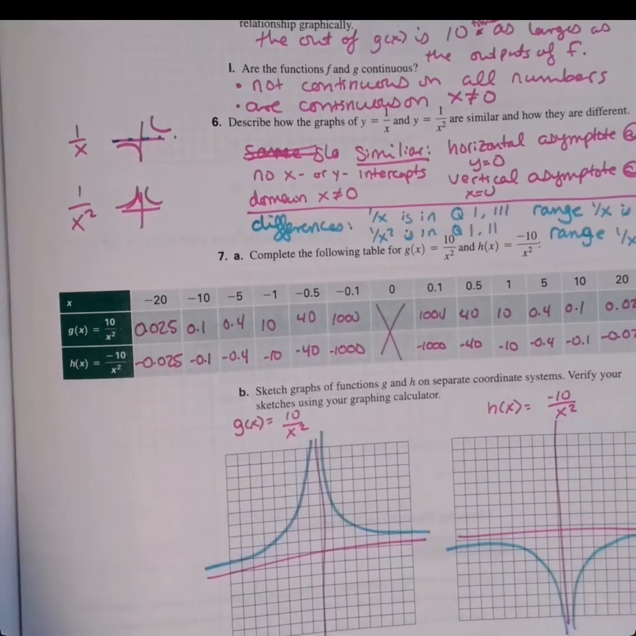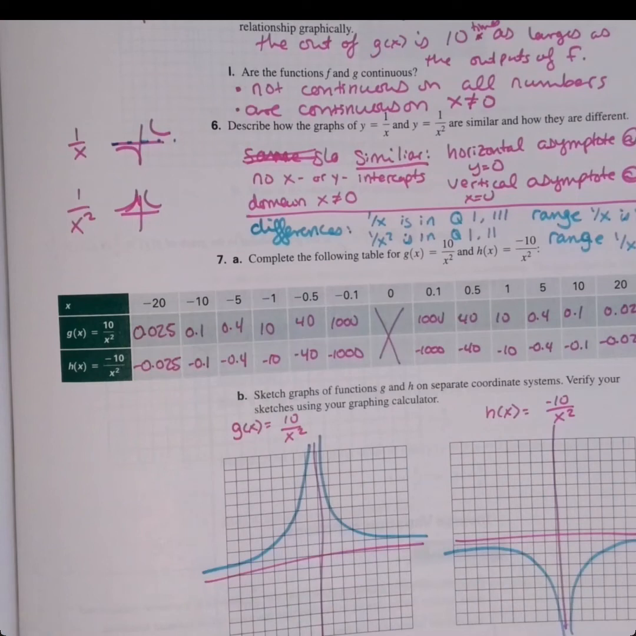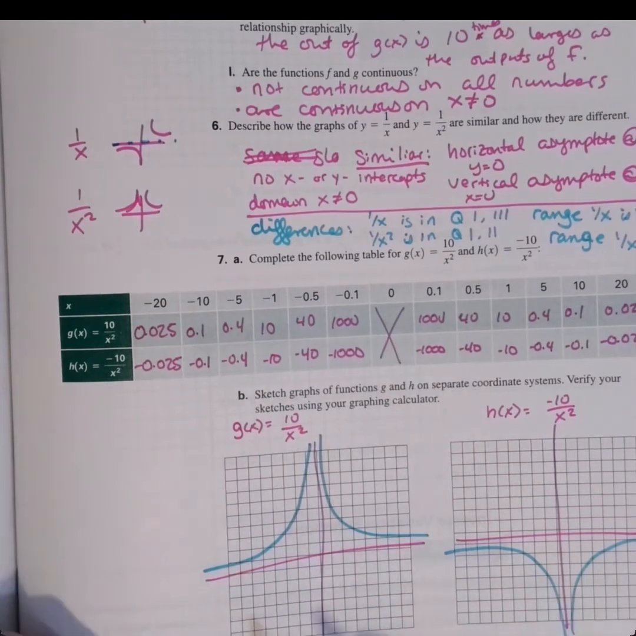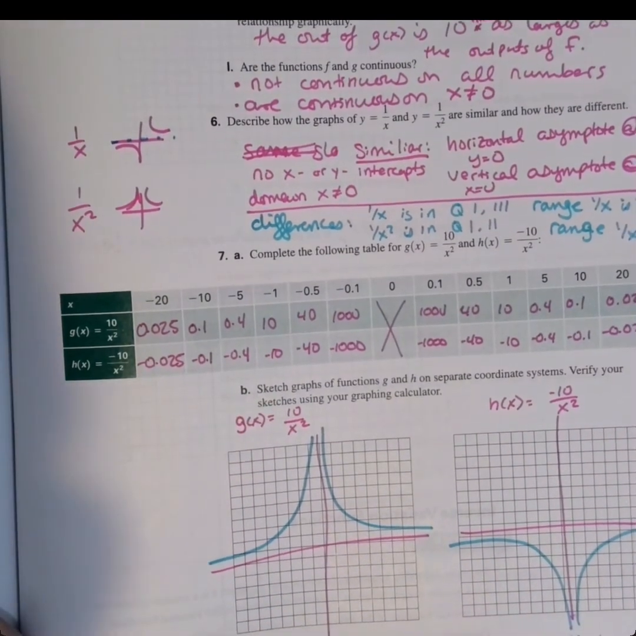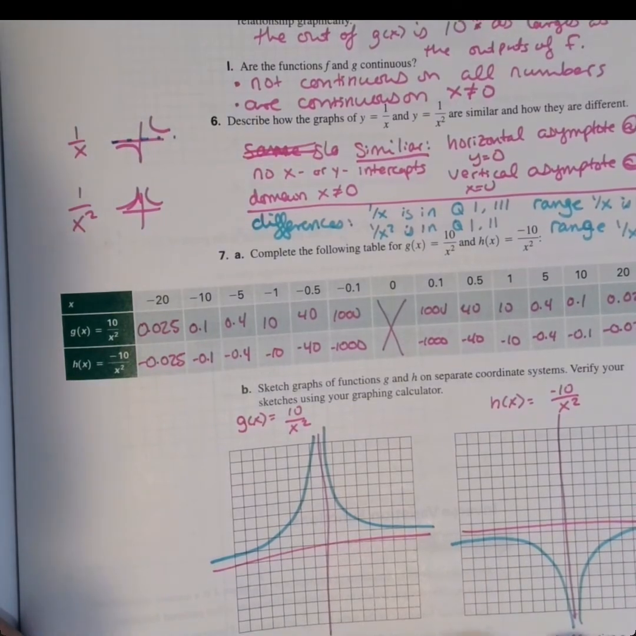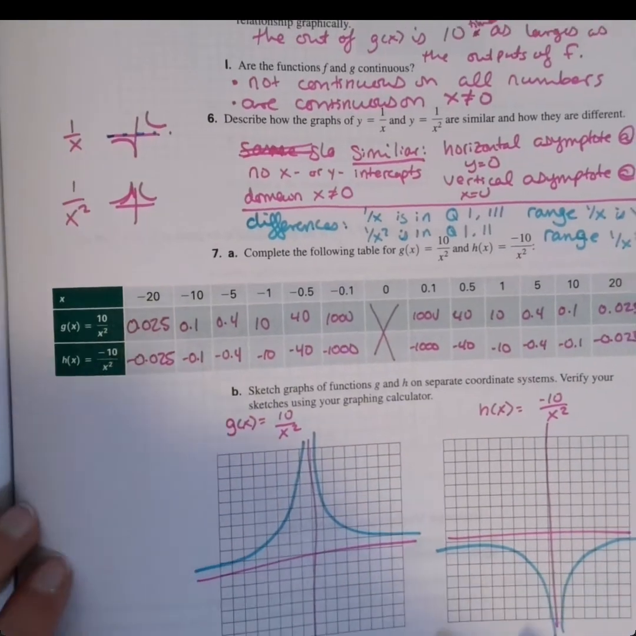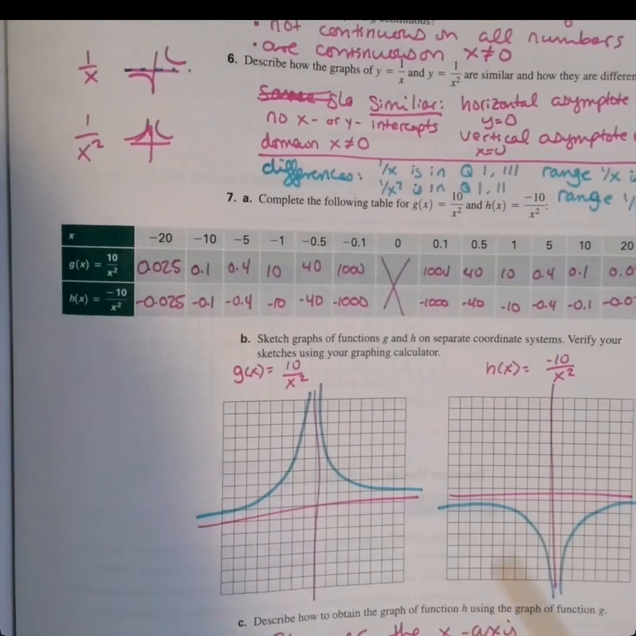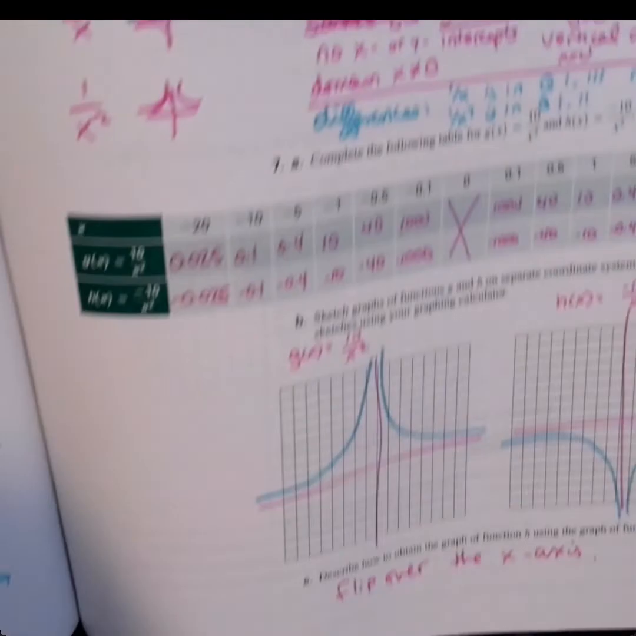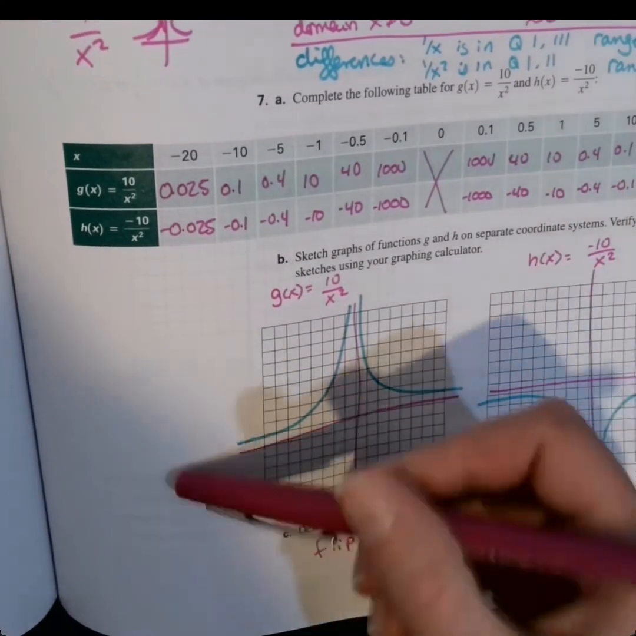Describe how to obtain the graph of h using the graph of g. You would just flip it over the x-axis. So flip or reflect over the x-axis. Okay, and again, my book doesn't slide up that far very well. When I get to the bottom of the page, it's hard to see, but I'm flipping or reflecting over the x-axis to go from the graph of g to the graph of h.